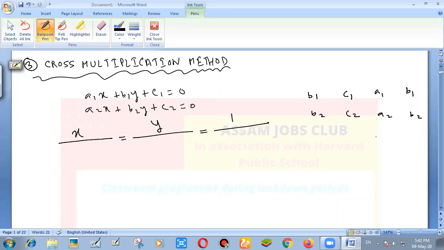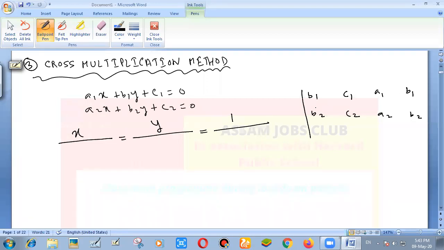Is this clear to all of you? Say yes. So what you have to do: first write down the coefficient of y, that means b1 and b2 in order. Then the constant terms c1 and c2. Then the coefficient of x. Then the coefficient of y.